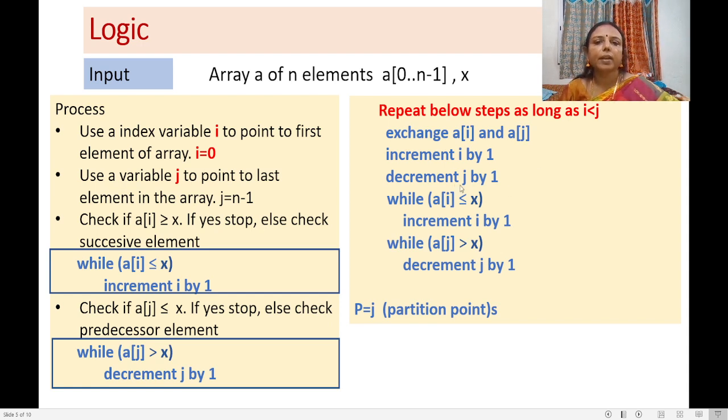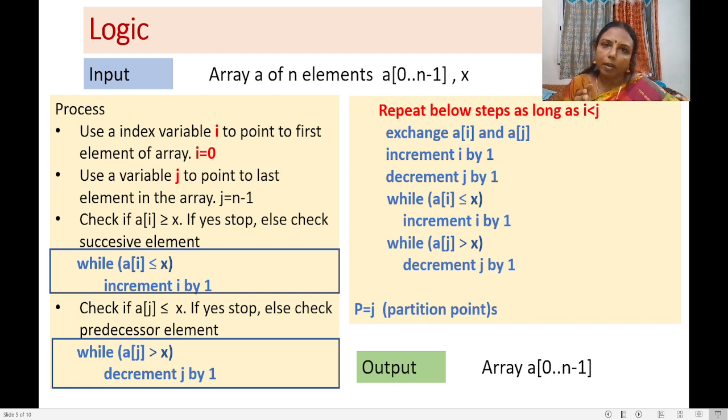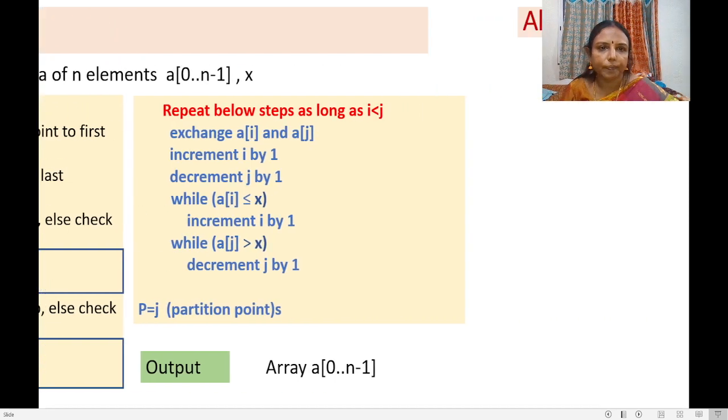So you'll be comparing the left scan and right scan, and doing incrementation and decrementation accordingly. This proceeds as long as I is less than j. When I is greater than j, it will stop, where j will give me the partition point. The output will be the same array, but with the interchanged values, and P indicates the partitioning point. In the array, you can now find the elements which are less than or equal to x in the left part and greater than x in the right part.